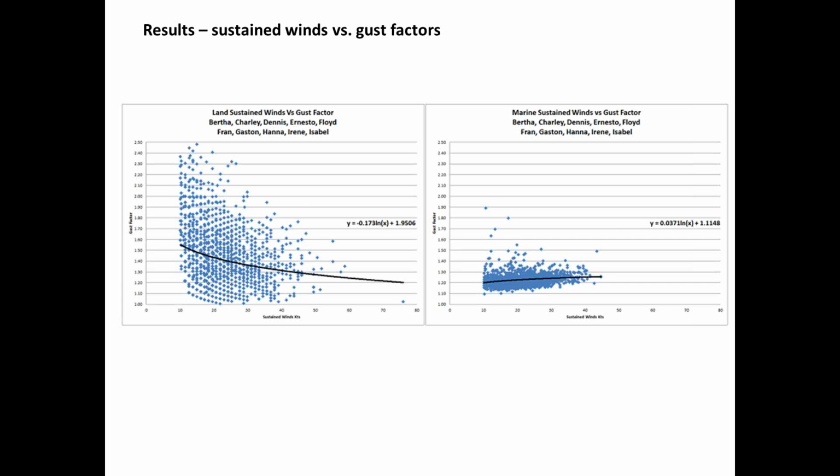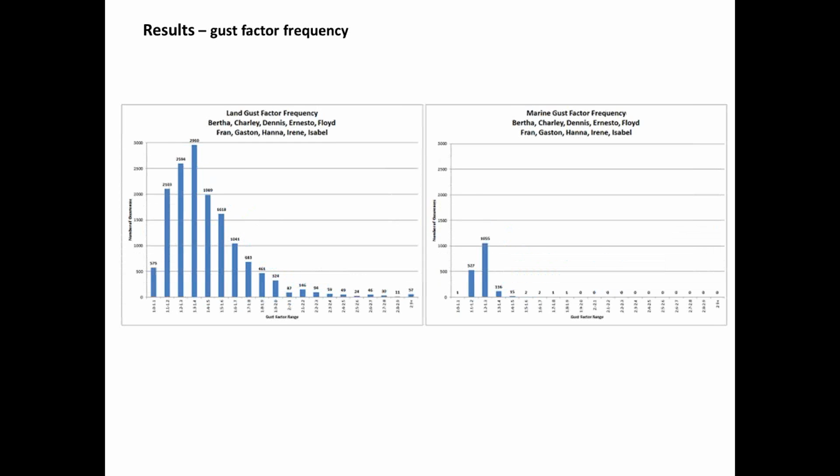On the right, the marine observations are shown there, and you'll notice a much tighter clustering of observations. Also a regression curve there that is fit much more closely and also gradually, ever so slightly, increases the gust factor with increasing wind speed, but a much greater concentration and consistency in the observations there.